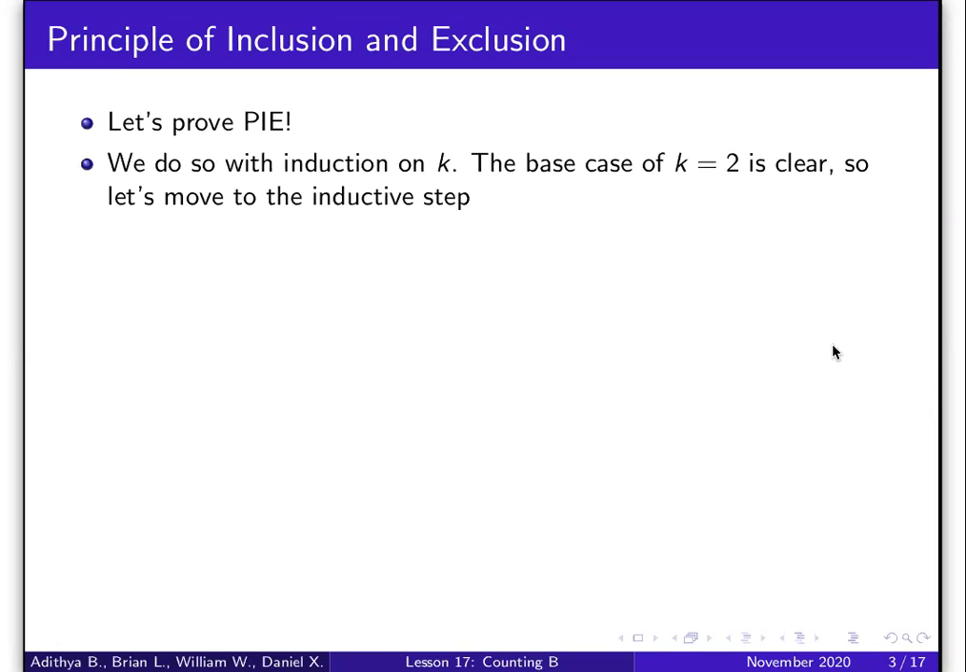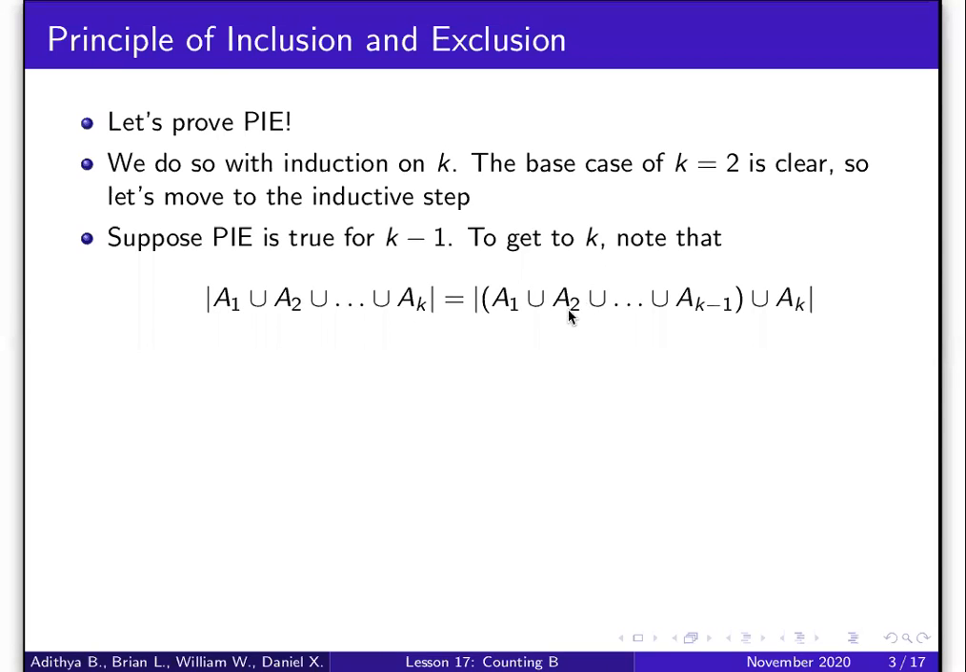So to prove PIE, we're going to do induction on k. As stated, the base case of k equals 2 is quite clear. In particular, we want that the magnitude of A union B is equal to A plus B minus A intersection B. And we can prove this just by drawing a two-circle Venn diagram. So we'll go right ahead and move to the inductive step. Suppose PIE is true for k minus 1. So when we have the union of k minus 1 sets, we can express it as that large alternating sum.